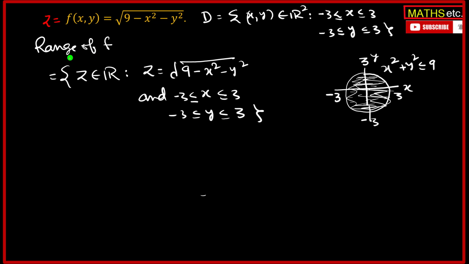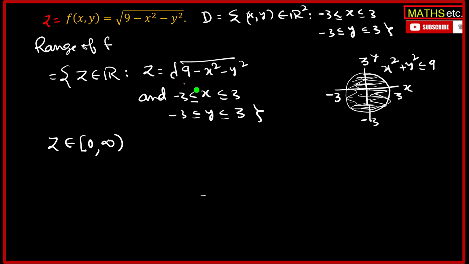Now how will we find what the z interval will be? Let us see, we have z equals the square root of 9 minus x squared minus y squared. The square root function is always a non-negative function. So one thing is sure, z belongs to the interval 0 to infinity. Now the next question is, does z take all the values in this interval?